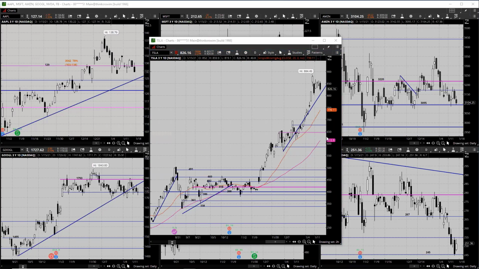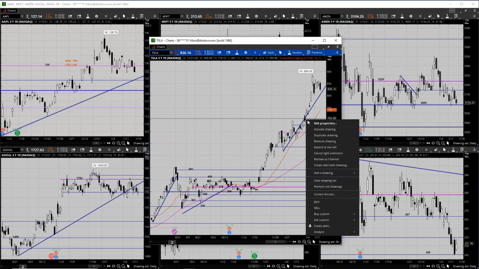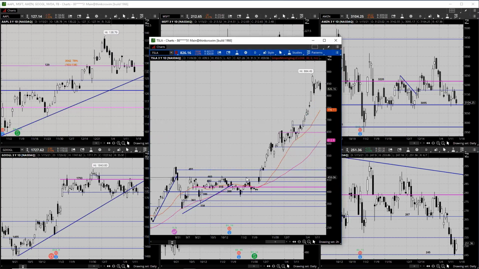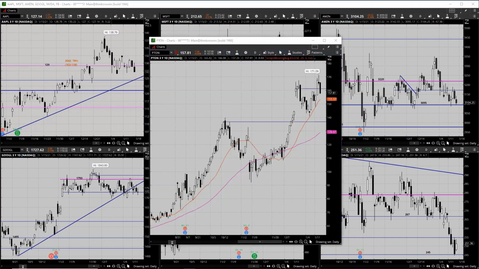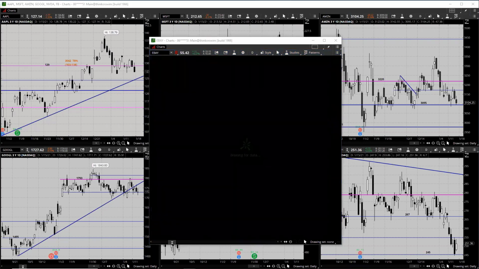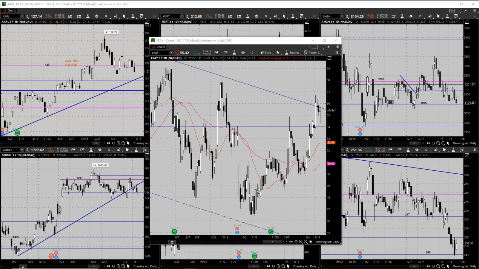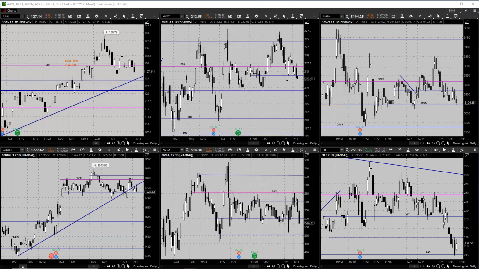Tesla. And the pandemic plays, PayPal, Peloton, which did go and break some short-term support, and eBay. Oh, let's go and take a look at the news.